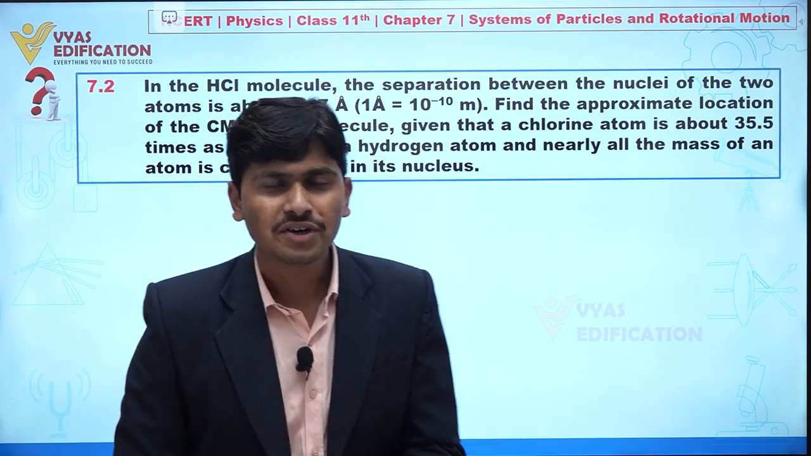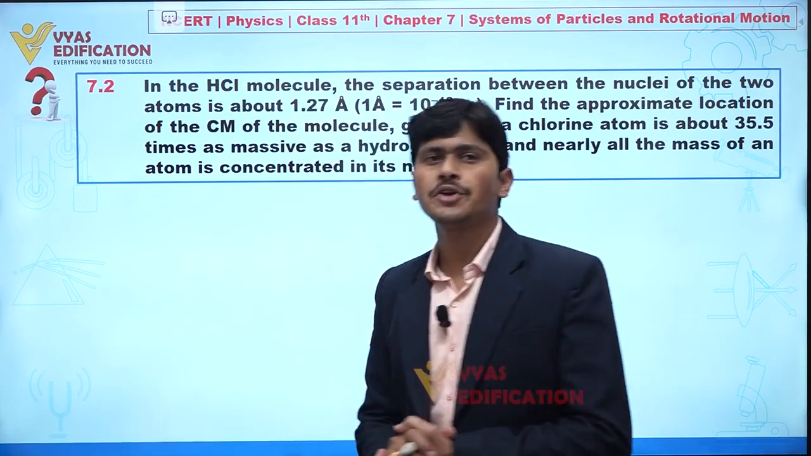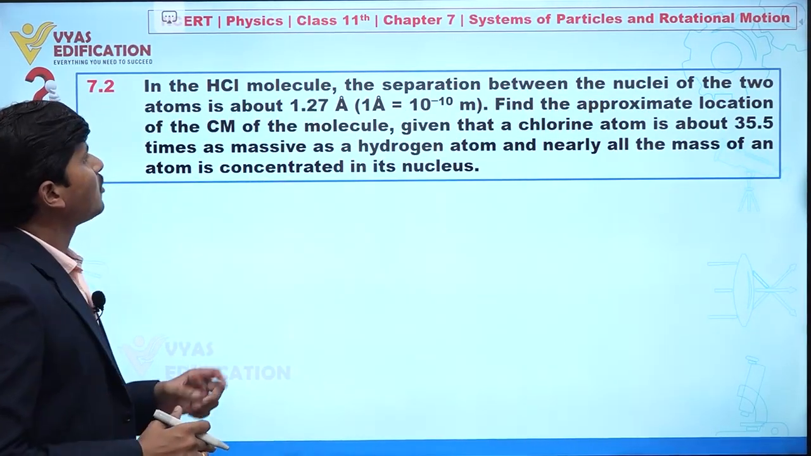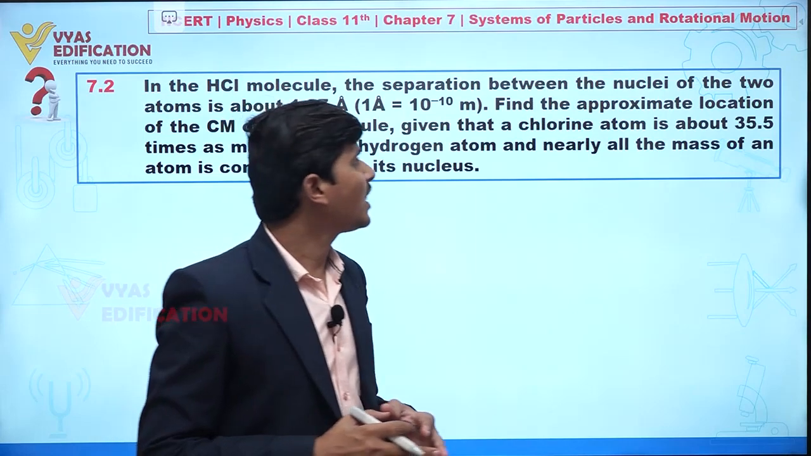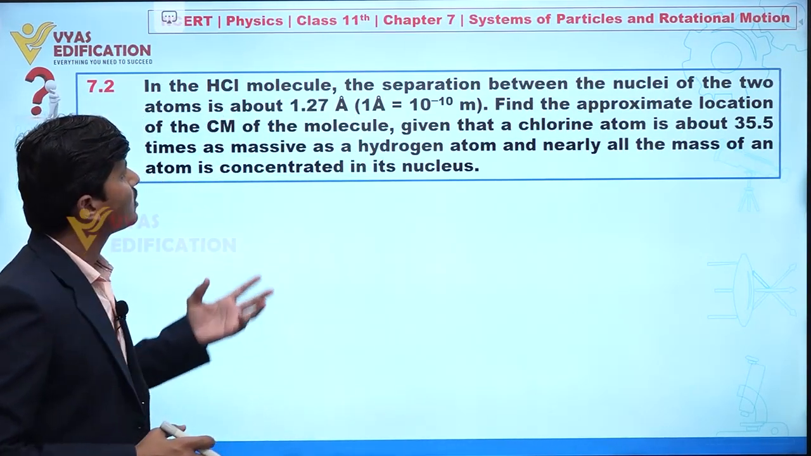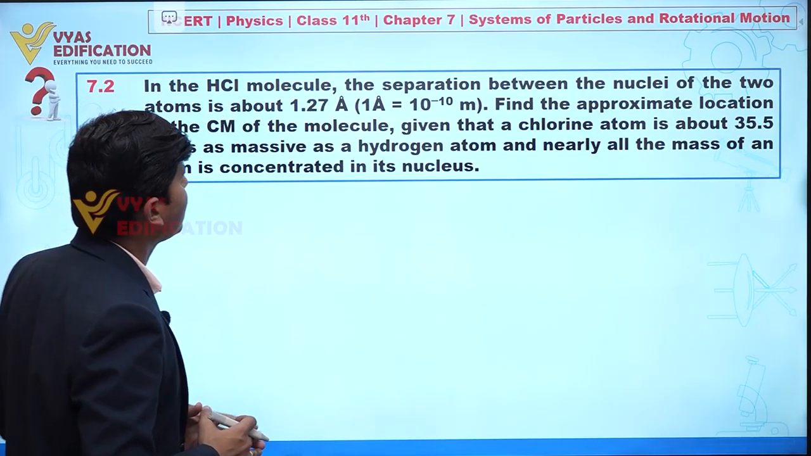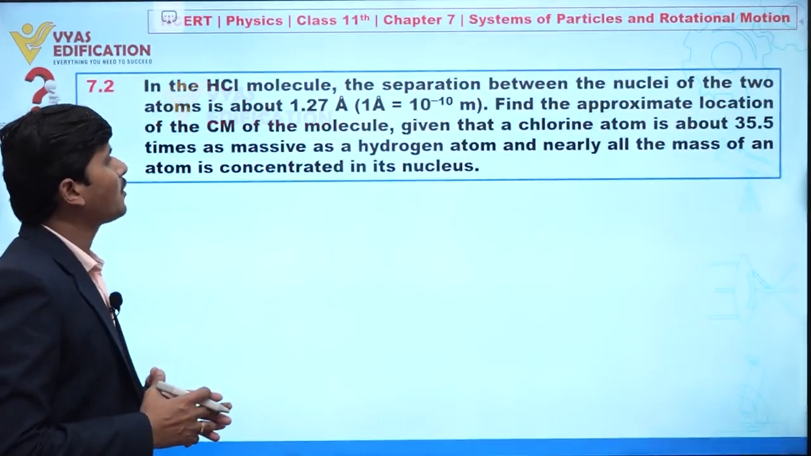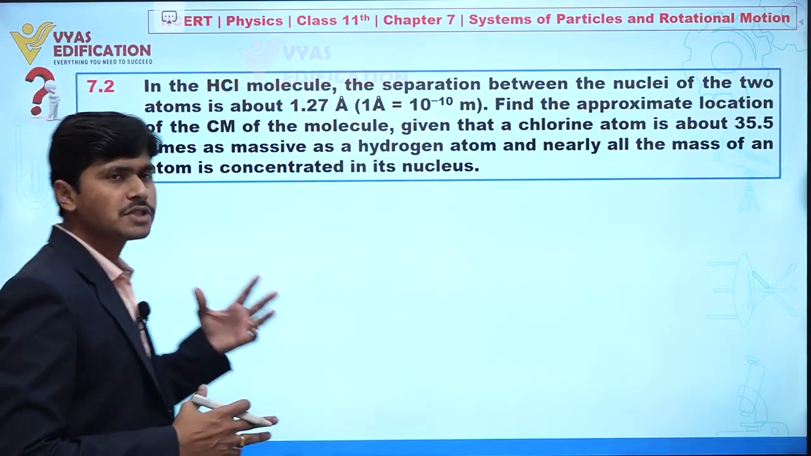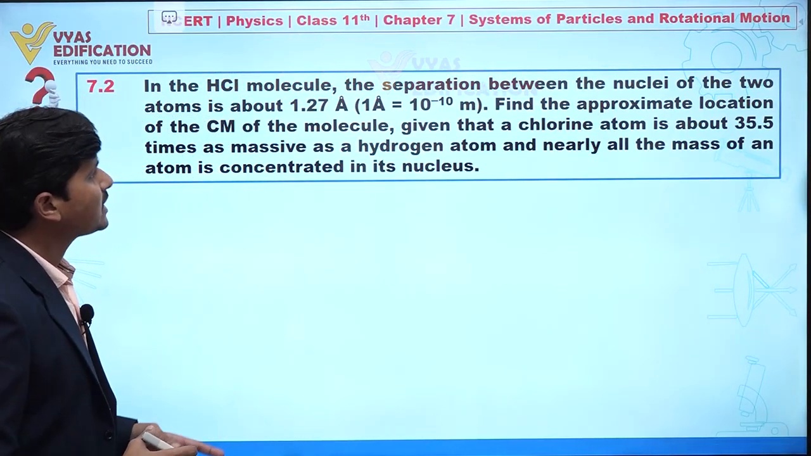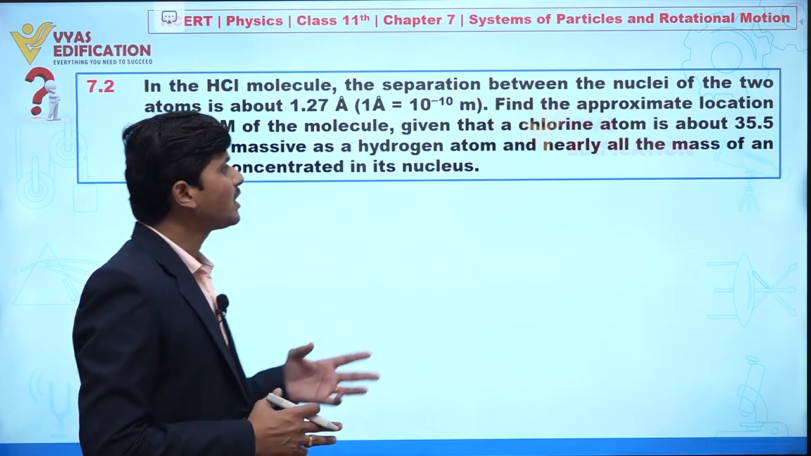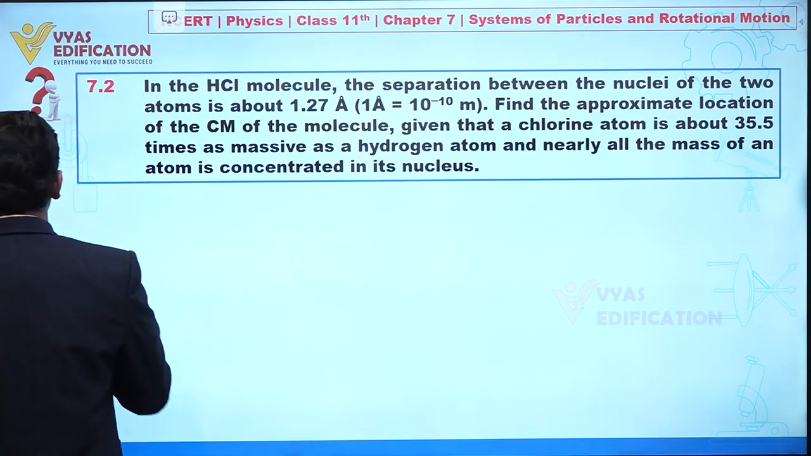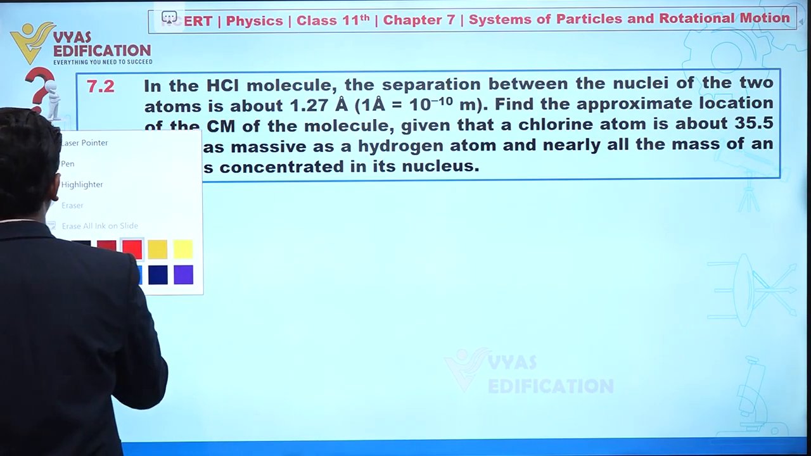Now dear student, we are going to discuss question number 7.2. In this question it is given that in the HCl molecule the separation between the nuclei of the two atoms is about 1.27 angstrom, and 1 angstrom is 10 to the power minus 10 meter. Find the approximate location of the center of mass of the molecule, given that a chlorine atom is about 35.5 times as massive as a hydrogen atom. Okay, so the question is given to you here.